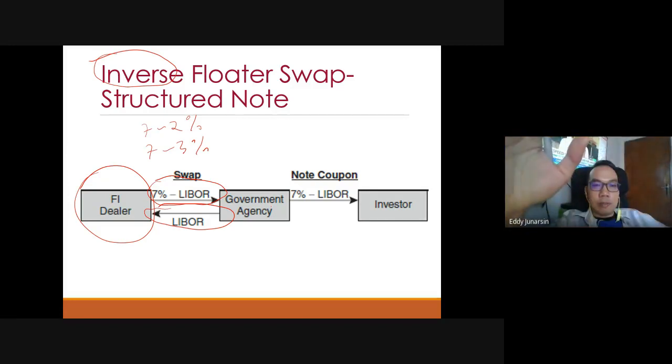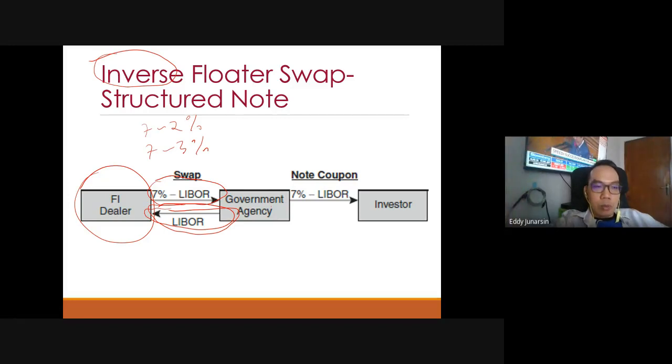And here, see the logic here. If LIBOR rate increases, then the financial institution will pay less. That's what we call an inverse floater swap. And on the other hand, they will still receive the LIBOR, right? So they will pay, let's say, 4%, and they will receive 3%.